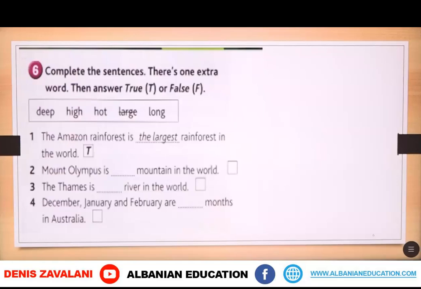Okay, let's see. So Mount Olympus is the highest mountain in the world. It's false. The third one, the Thames is the longest river in the world. It's false. December, January, and February are the hottest months in Australia. This one is true. So an extra word is deep that you didn't have to use.